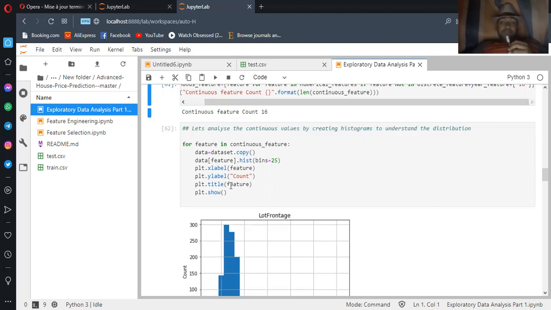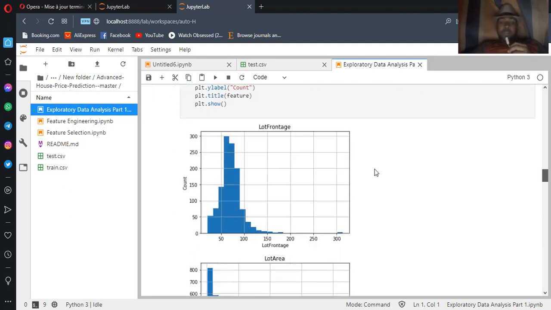Well, we have the continuous feature data equal to data set copy. I'm creating a copy again from the data set we have. The data feature is the histogram. I will use 25 bins for this histogram. Well, the x label is features, and the count is the number of the most frequent values here. So if we count the first one here, lot frontage, we have this distribution here, how it is.